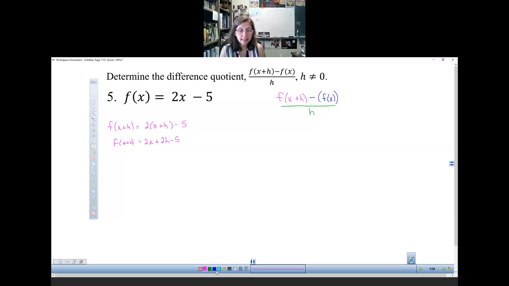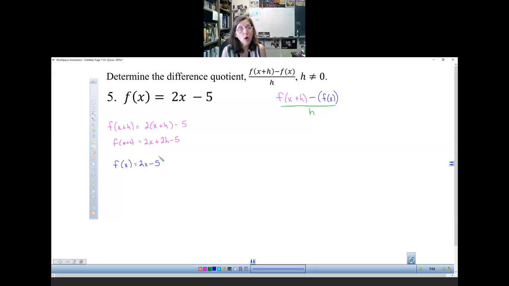All right. F of x, and you're going to think this is silly to do this, but we're going to do it anyway. F of x is 2x minus 5. And I'm writing it because I really want to emphasize to you what we're doing here. Okay?